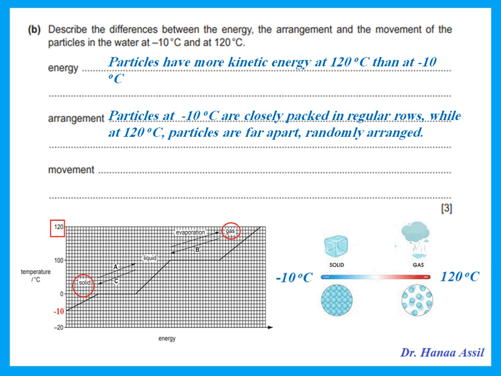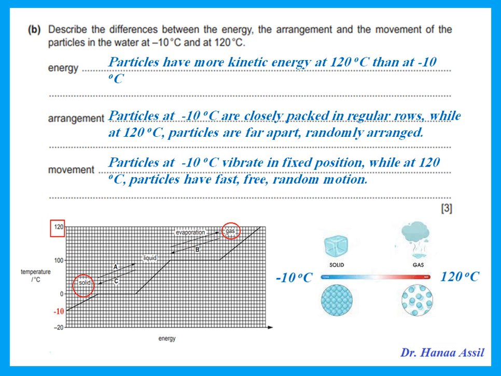What about arrangement? Well, particles at minus 10, which is a solid, are closely packed, in regular rows. At 120, which is a gas, the particles are far apart, randomly arranged. What about movement of particles? Well, particles at minus 10 will vibrate in fixed position, while at 120, particles have fast, free, random motion.